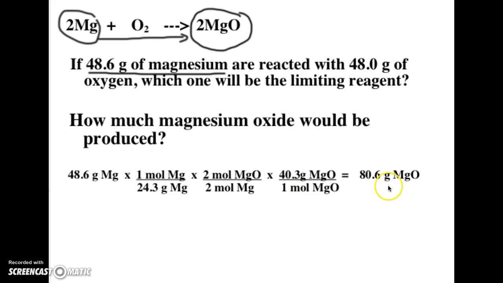And that calculation looks like this. So there's the 48.6 grams, molar mass, mole ratio is 2 to 2 in this case. There's our coefficients, and that's the molar mass of MgO. And our answer is going to be this 80.6 grams of magnesium oxide. And that's the end of the notes for this part.